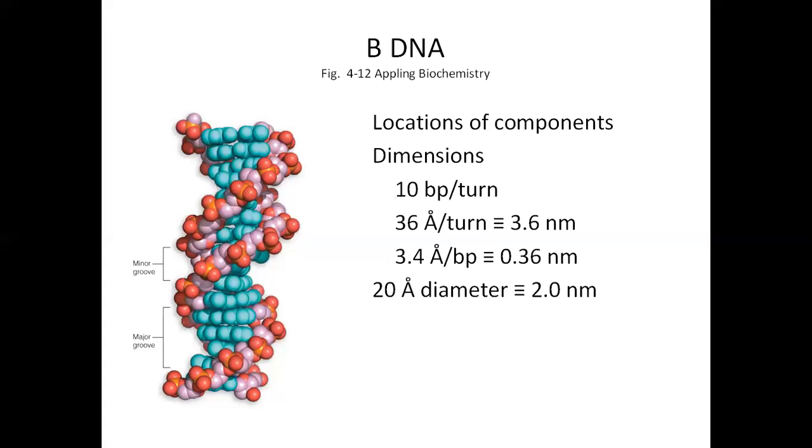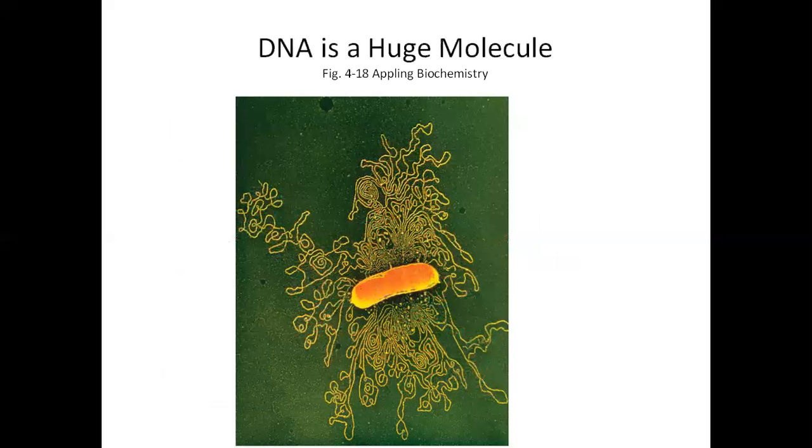It is also important to point out that there are 10 base pairs stacked in each turn of the right-handed alpha helix. The diameter of B-DNA is 20 angstroms, or 2 nanometers. These dimensions are important in order to emphasize that DNA is a very large molecule.